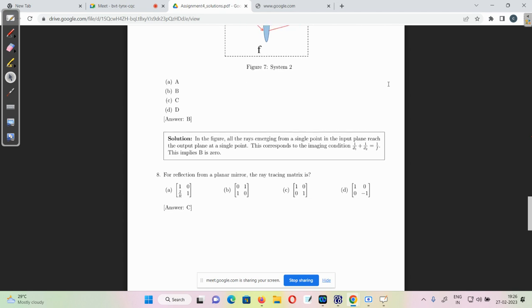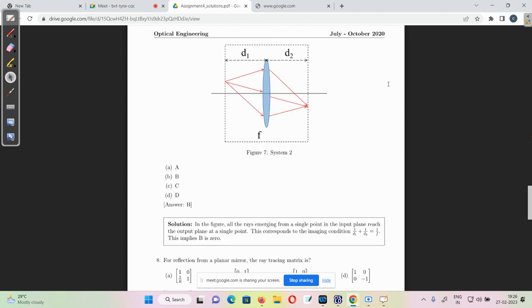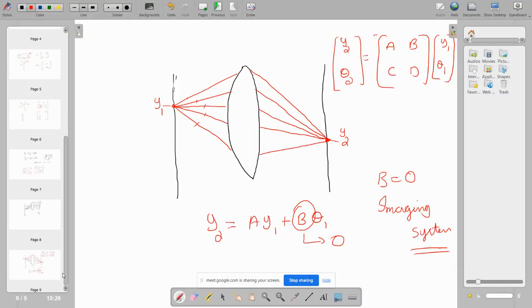For reflection from a planar mirror, the ray tracing matrix is... Okay, already showed the question answer. Madam told this in the class also, right? Yes, sir. Any doubt for that one? Whether I have to explain reflection? No, sir. So what is the difference? It just changes the direction. It will not change the angle actually. Angle and the height are also the same, right, sir?